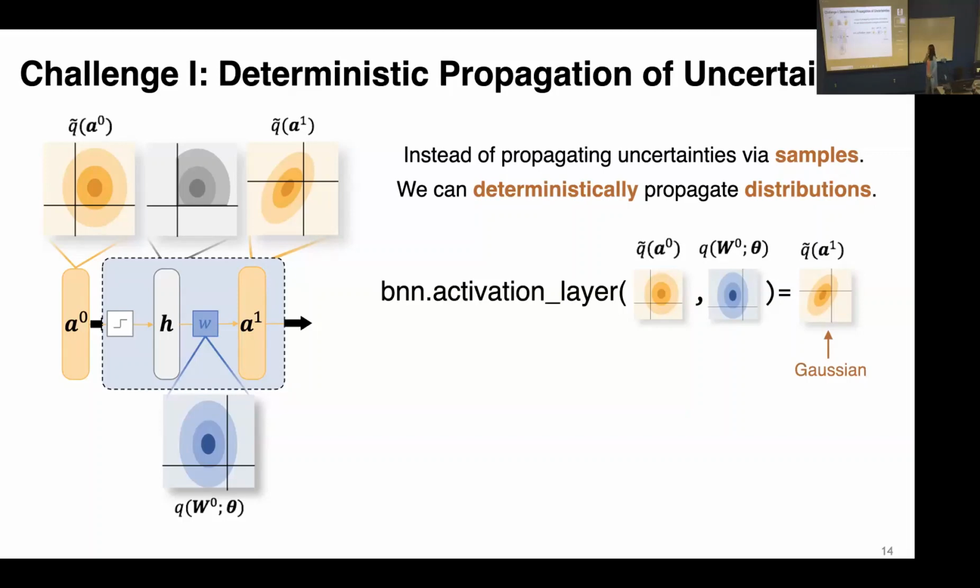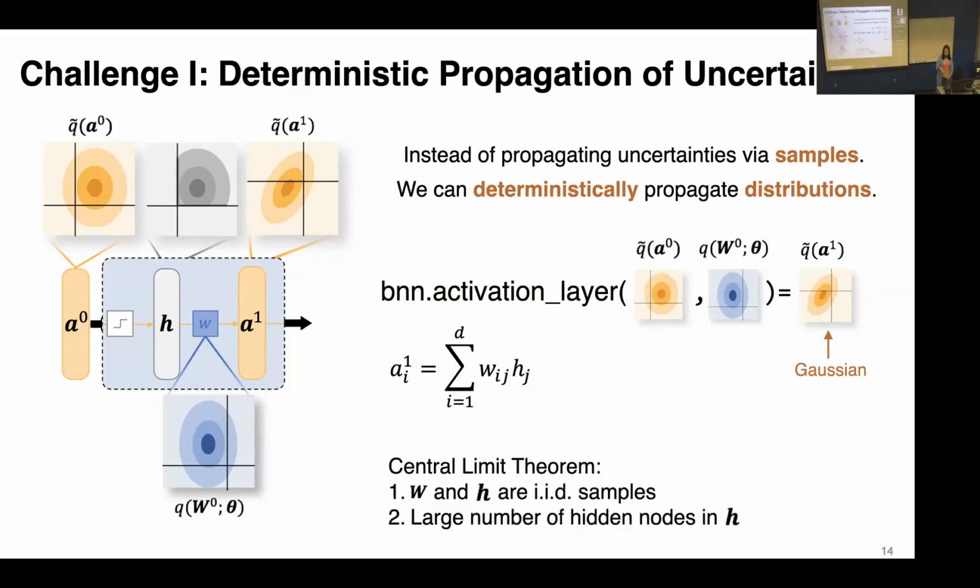And fortunately, we can assume this A1 distribution to be Gaussian. Although that sounds like a very harsh assumption, here's why. We know A1 is a linear multiplication of W and H, right? So H passes through the nonlinearity, for example, ReLU or step function. And then you multiply H with W to get A1. And if W and H are both IID samples, and the number of hidden units in that layer is large, then according to the central limit theorem, A1 would be Gaussian. Right? So that's kind of the intuition.